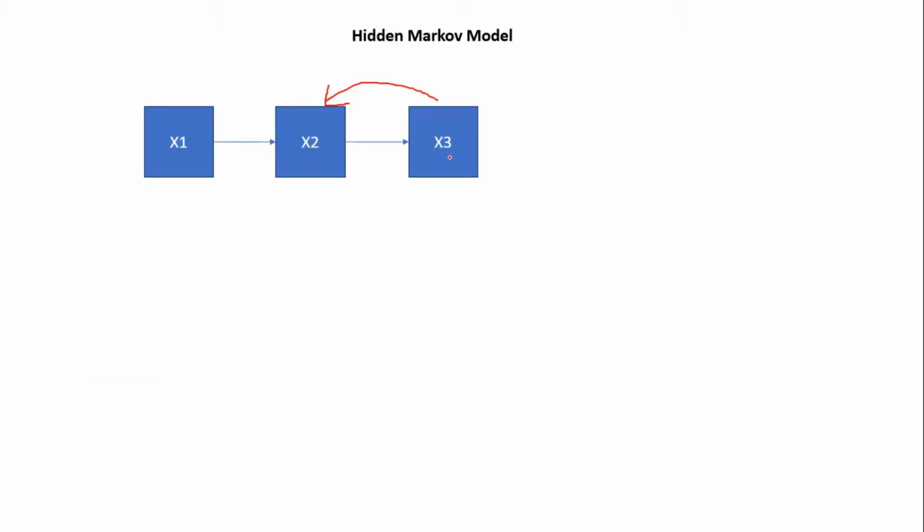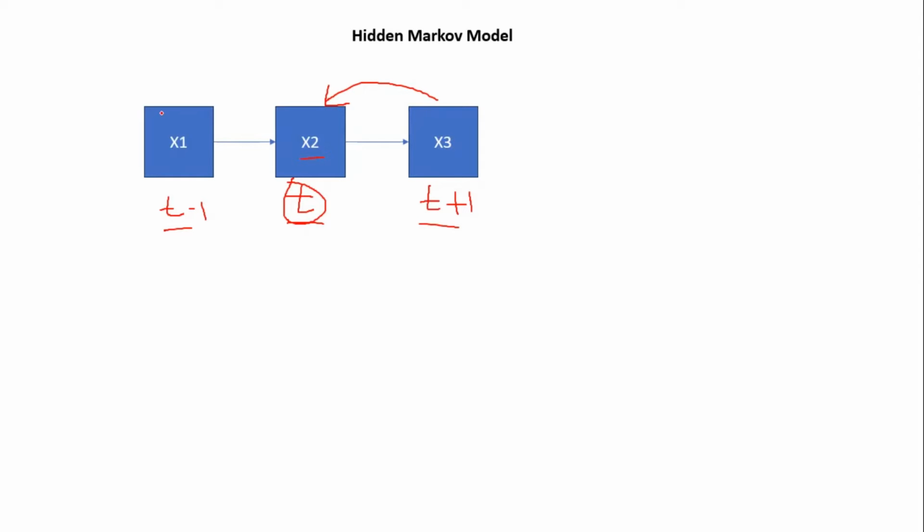So if the states are given like this, suppose this is represented with t, this with t minus 1, and this with t plus 1. This represents the future state, this represents the previous state, and this is your current state. According to the Markov property, the future event depends only on the current event. So what is our current event? It is x2. It won't depend on any other events like x1.